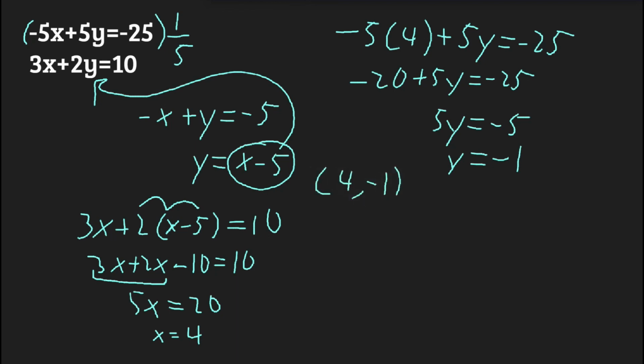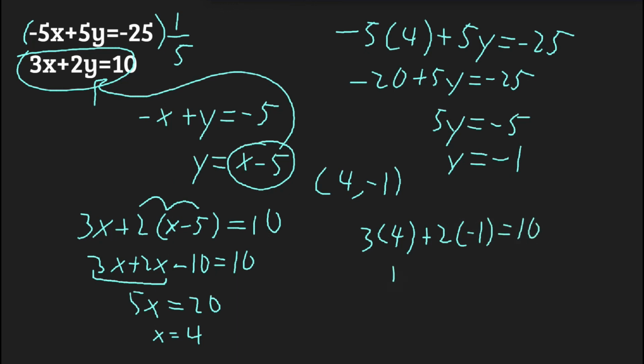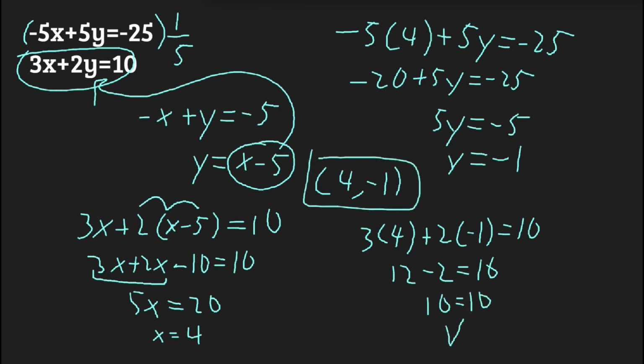Now let's plug 4, negative 1 into that second equation, this one right here. And let's make sure that it works in that equation too, so then we can be sure that we got this right. So 3 times 4 plus 2 times negative 1 should be equal to 10 if I did this right. So 12, 3 times 4 is 12, and then 2 times negative 1 is minus 2. And then 12 minus 2, is that equal to 10? Yes, that is equal to 10, so we can say that we've proved that 4 and negative 1 is a solution to the system of equations.